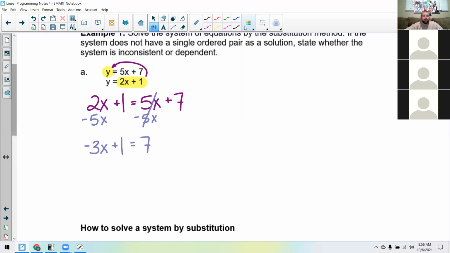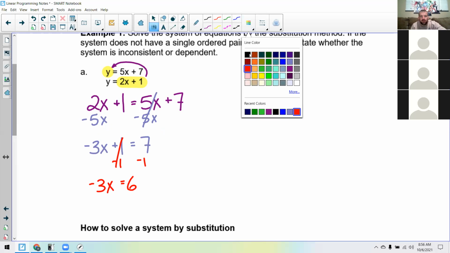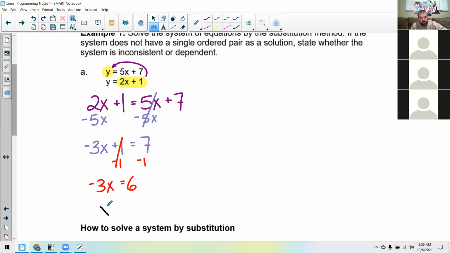Wouldn't that be -2? The final answer? Yeah. Oh, yep. You're getting ahead of me, but yep, perfect. I'm going to subtract 1 from both sides. Beautiful. And I get negative 3x equals 6. Perfect. And dividing both sides by -3, you're absolutely right. I get x equals -2.